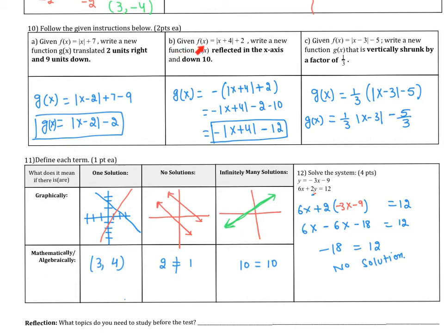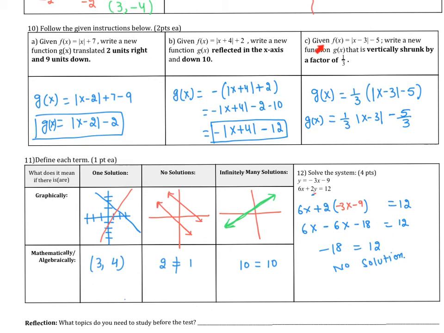B. Given f(x) equals absolute value of x plus 4, plus 2, write a new function g(x) reflected in the x-axis and down 10 units. The reflection means that you're going to multiply the entire function by negative and distribute the negative inside. So you're going to get negative absolute value of x plus 4, minus 2. And then down 10 units means you're going to subtract 10 at the end, and you're going to have the final function as negative absolute value of x plus 4, minus 12.